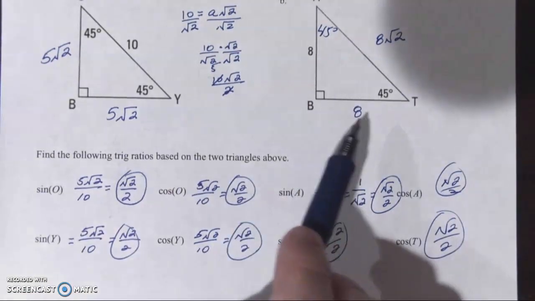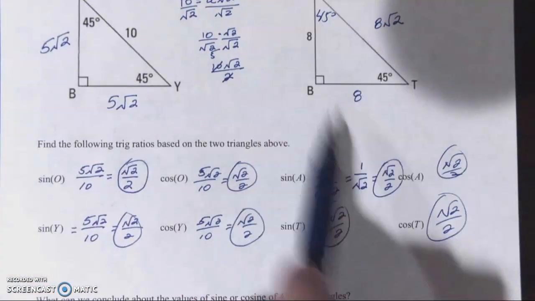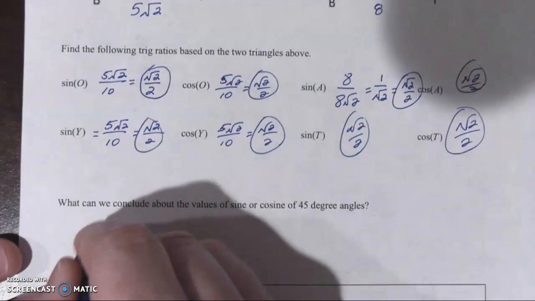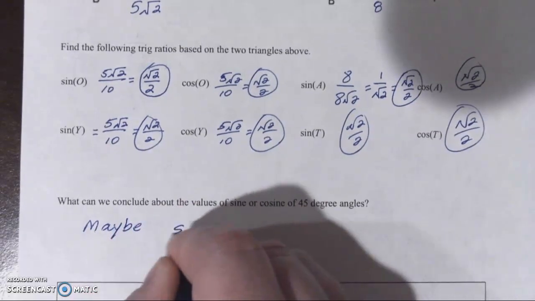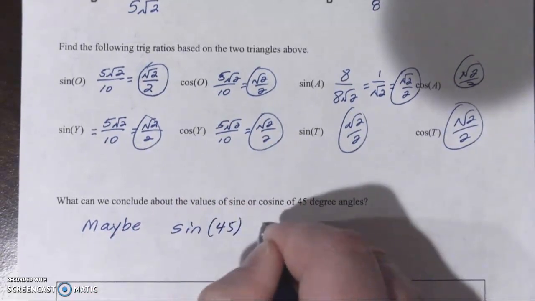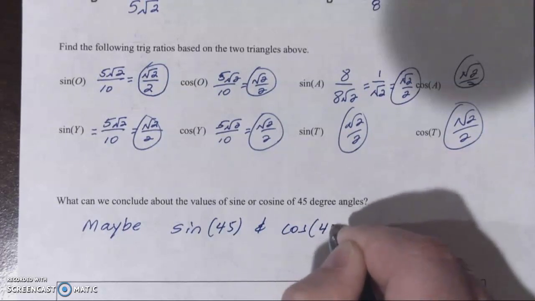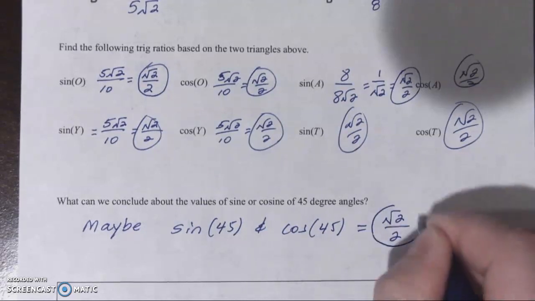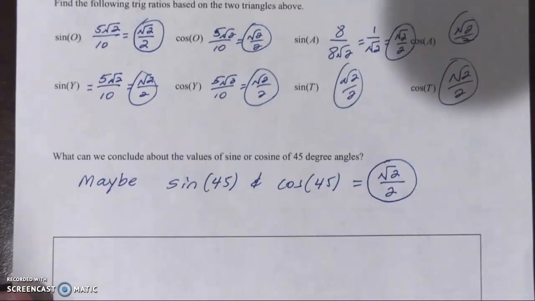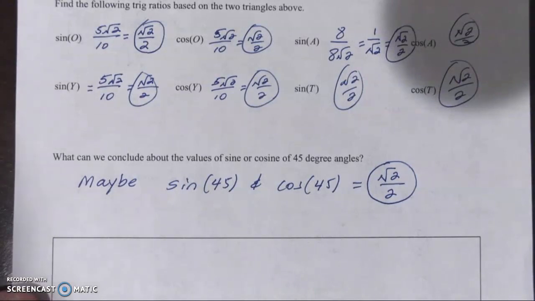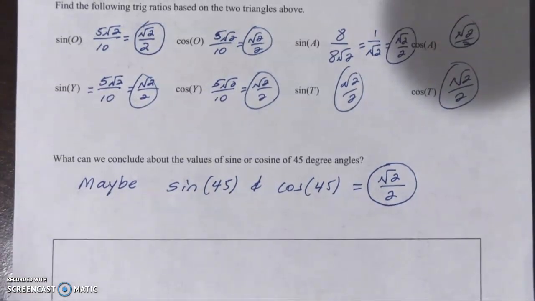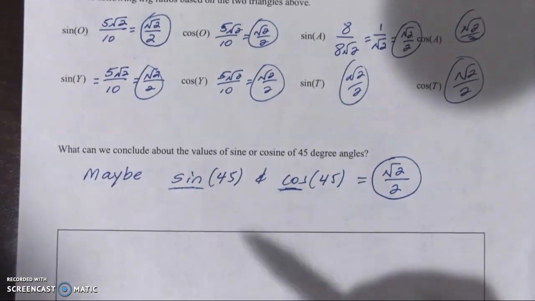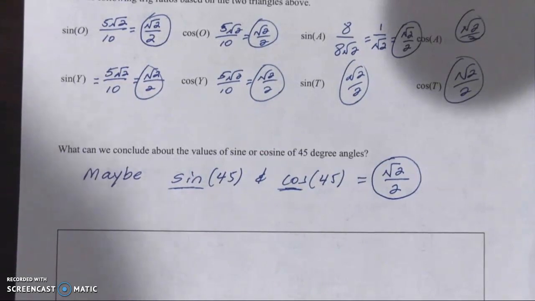Doesn't matter whether we're working with this triangle BOY or triangle ABT. Every single value is root 2 over 2. What can we conclude? Well, maybe sine of 45 and cosine of 45 will always equal root 2 over 2. Maybe that's the case. No matter how big or small the triangle is, if we're starting with a 45-degree angle, we take opposite over hypotenuse, or we take adjacent over hypotenuse. When we simplify, that ratio will always be root 2 over 2.